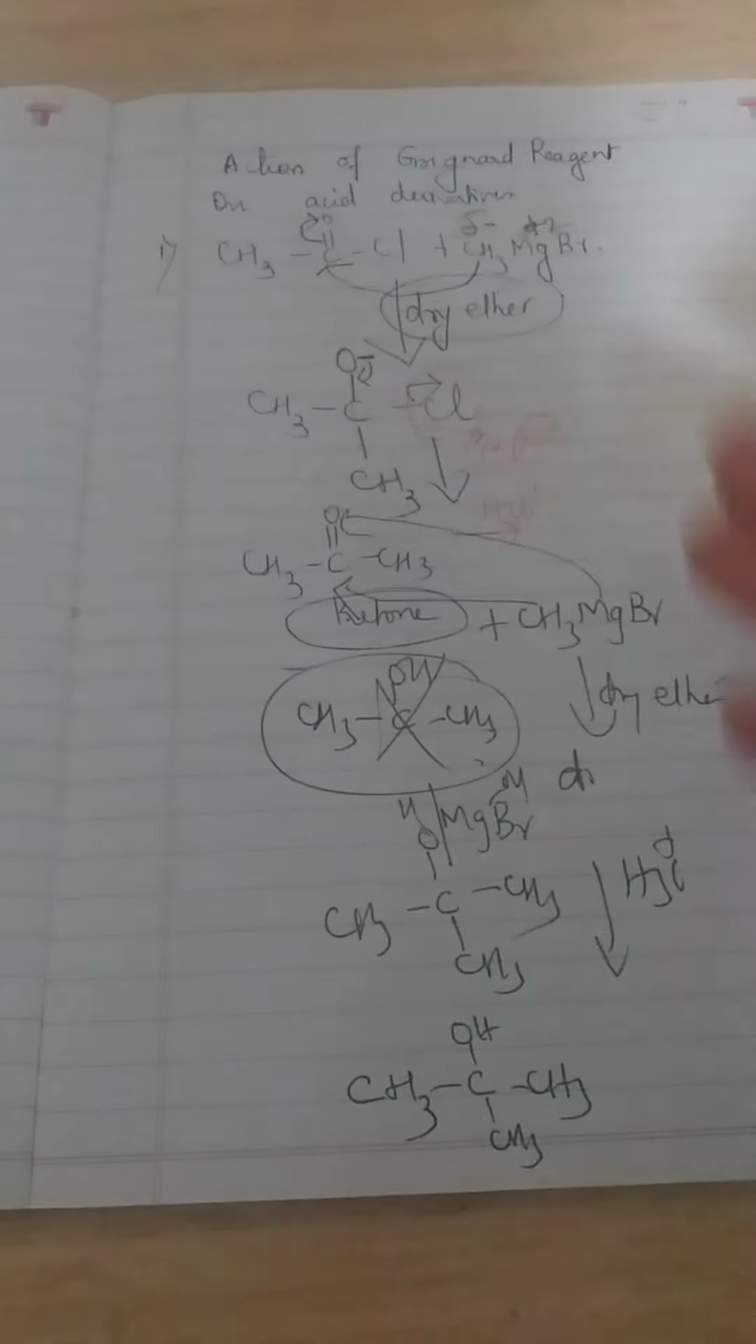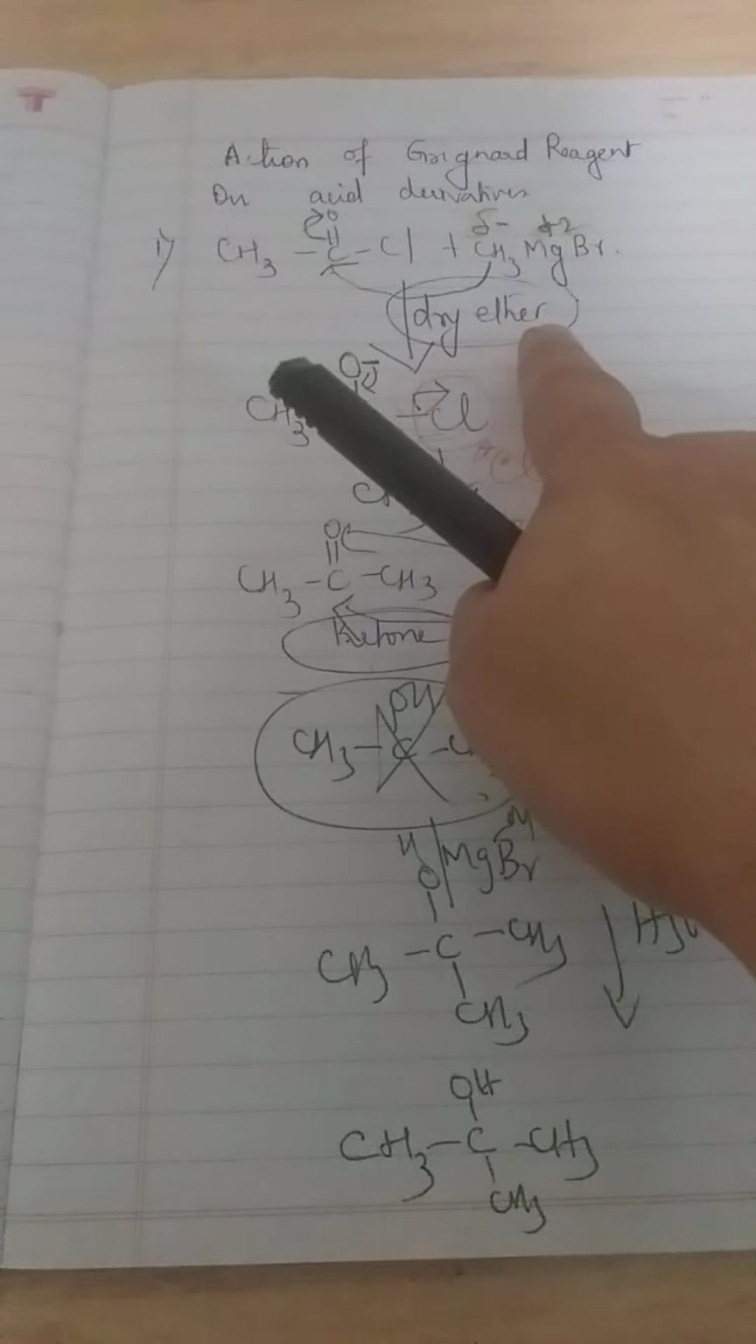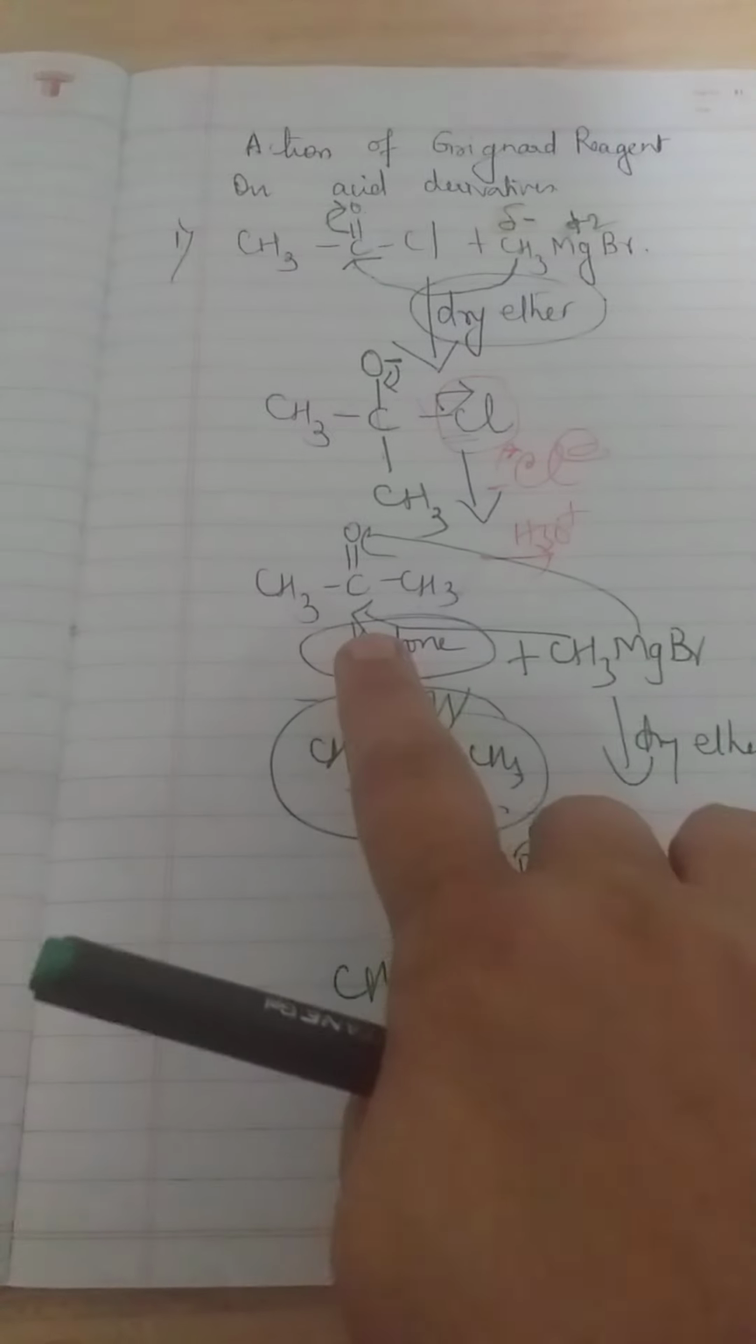So you're going to get in effect a tertiary alcohol. Have you understood? From an acid chloride, you can come to a tertiary alcohol provided you take excess of Grignard reagent. If you take just one equivalent, 1 mole of this and 1 mole of Grignard reagent, then you are going to end up with a ketone. But suppose you take 2 equivalents, 1 mole of this and 2 moles of Grignard reagent, then you will end with a tertiary alcohol. Is it clear?